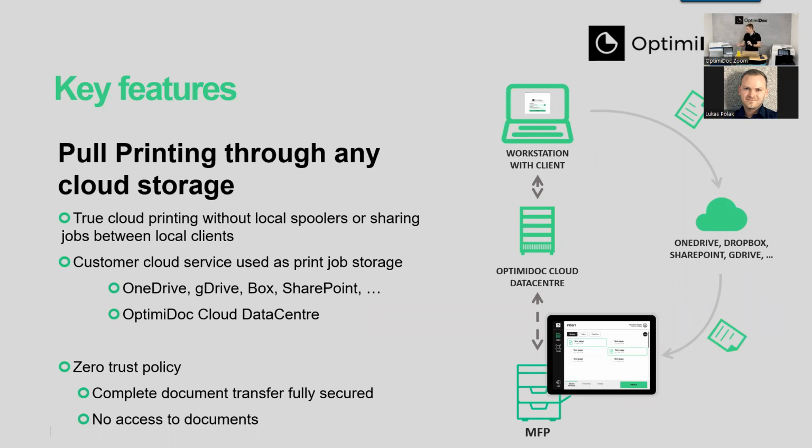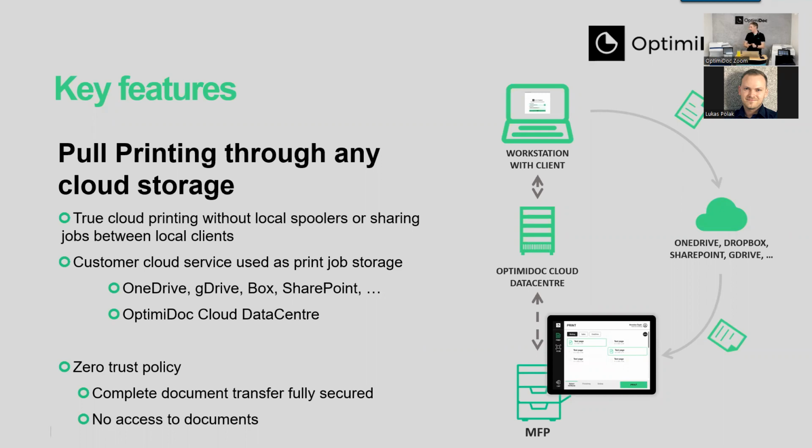the client is going to store the document to the cloud storage. And when you are going to release the document on the multifunction device, the multifunction device takes the document from the cloud storage. So it's not going through the OptimiDoc Cloud data centers. And this is a really huge thing from the security point of view from the customer side. We don't have access to the cloud storages or to the customer documents.